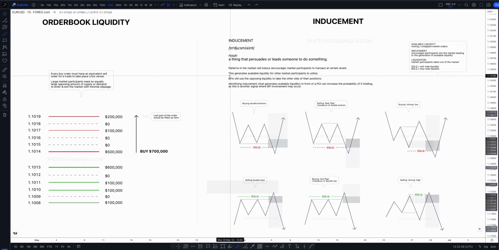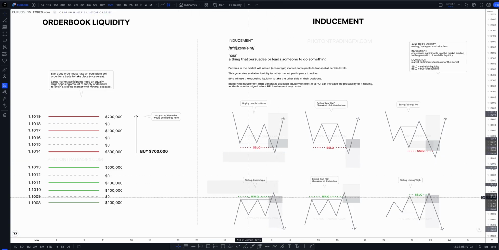So what we say is those patterns that induce market participants generate available liquidity, so liquidity that hasn't been used yet. This is fresh liquidity that a market participant, a BFI, can use to buy against for other market participants to use, right? So we look for the patterns to induce, to get you involved, to generate sell-side liquidity for BFIs to utilize, okay? So identifying inducement that generates that available liquidity in front of a POI that we're looking to get involved in can increase the probability of these POIs holding, right?